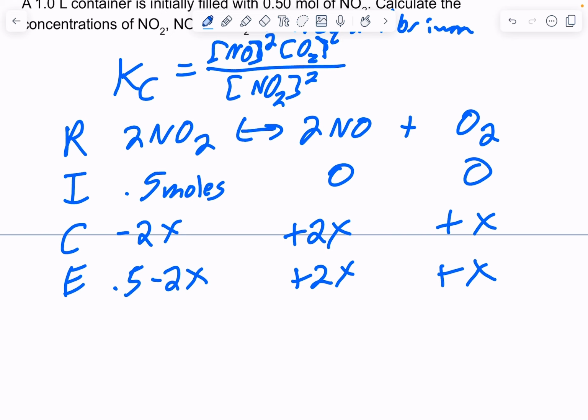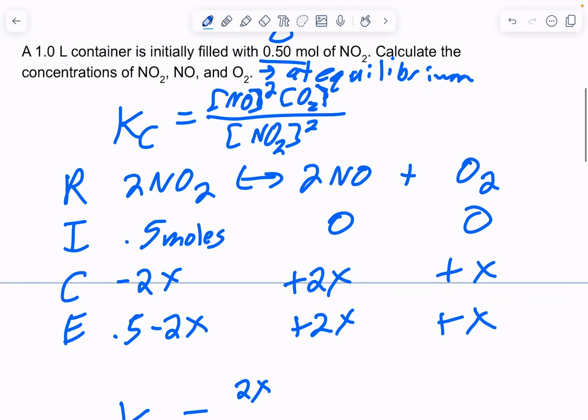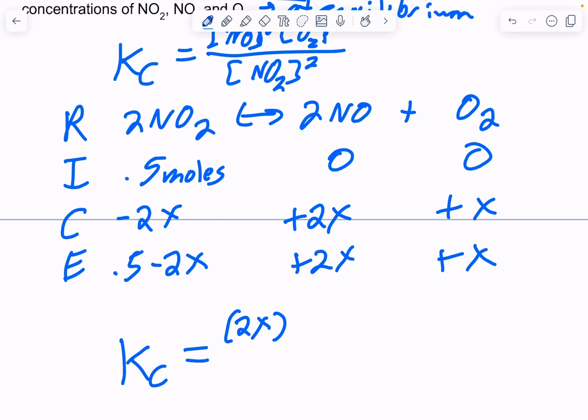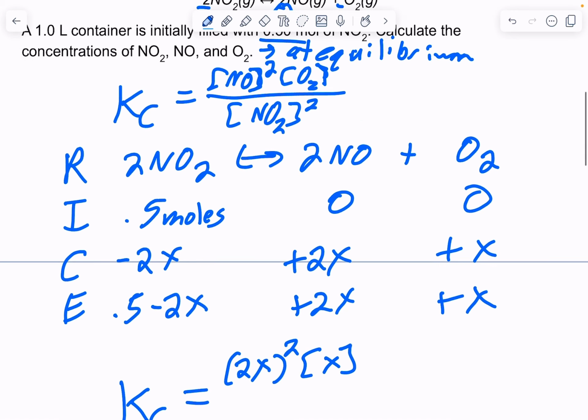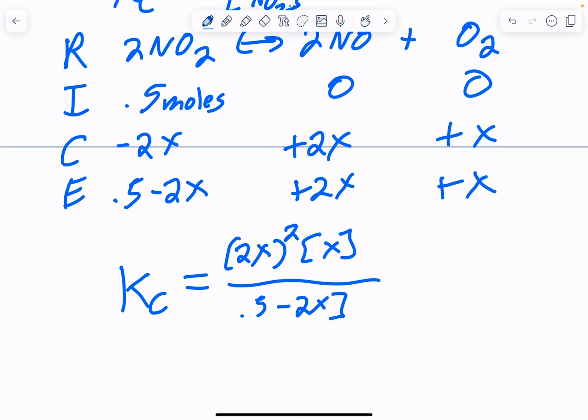Next thing I'm going to do is put these variables into my Kc expression. That's going to be products on top, which will be 2x, squared, times x. I'm getting that from my NO and O2 in my Kc expression. And then I'm going to put 0.5 minus 2x, squared, on the bottom.